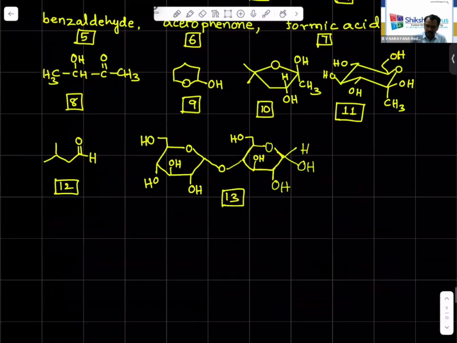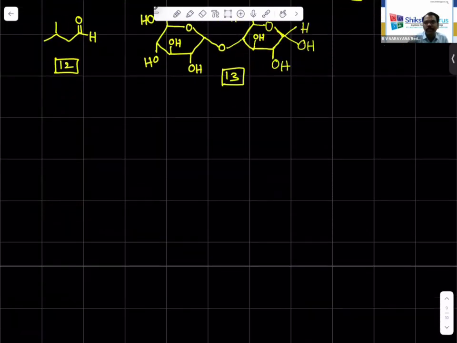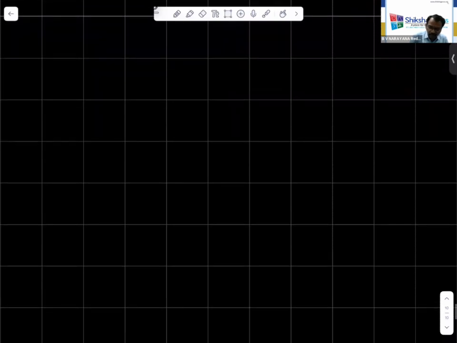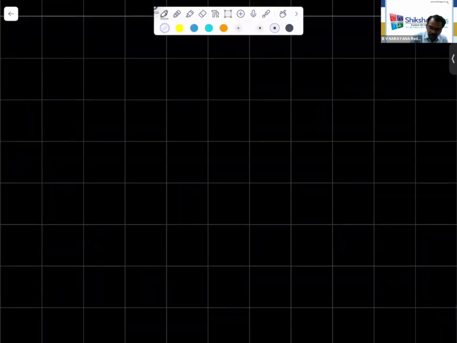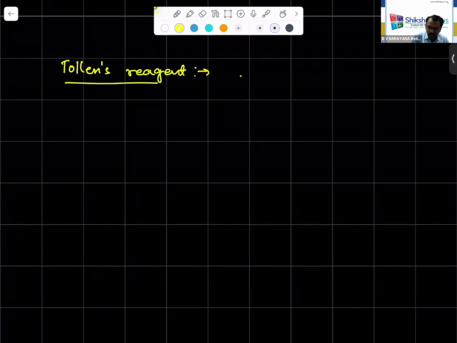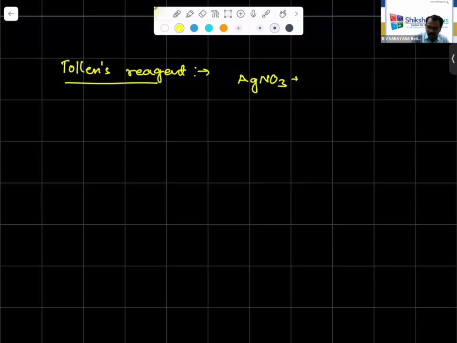What are the conditions? Which functional group can reduce Tollens reagent? We should have clarity on this. What is Tollens reagent? It is ammonical silver nitrate. AgNO3 solution plus ammonium hydroxide solution.